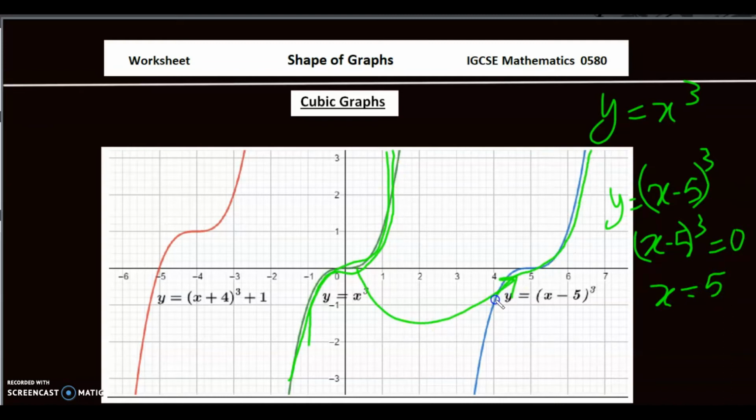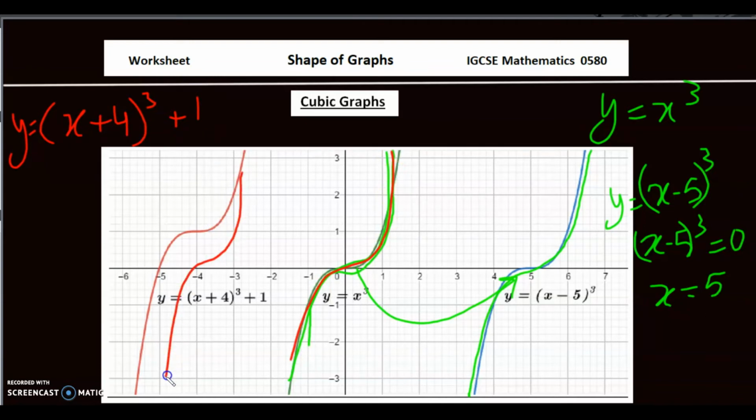So the same S-shaped graph is now moving 5 places to the right. So this is where it ends up. And similarly, if the equation is (x plus 4) whole cubed and then plus 1, this means that the original graph of y equals x cubed is first moving 4 places to the left, then 1 place up. So this graph first goes 4 places left, something like this, and then 1 place up.